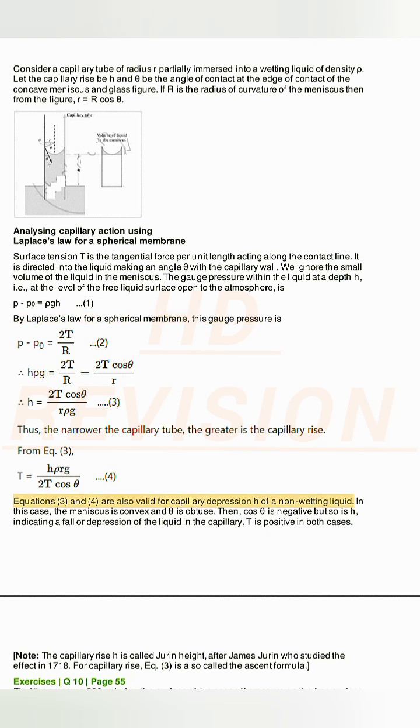Equations 3 and 4 are also valid for capillary depression h of a non-wetting liquid. In this case, the meniscus is convex and θ is obtuse. Then cos θ is negative, but so is h, indicating a fall or depression of the liquid in the capillary. T is positive in both cases. Note: the capillary rise h is called Jurin height, after James Jurin, who studied the effect in 1718. For capillary rise, Equation 3 is also called the ascent formula.